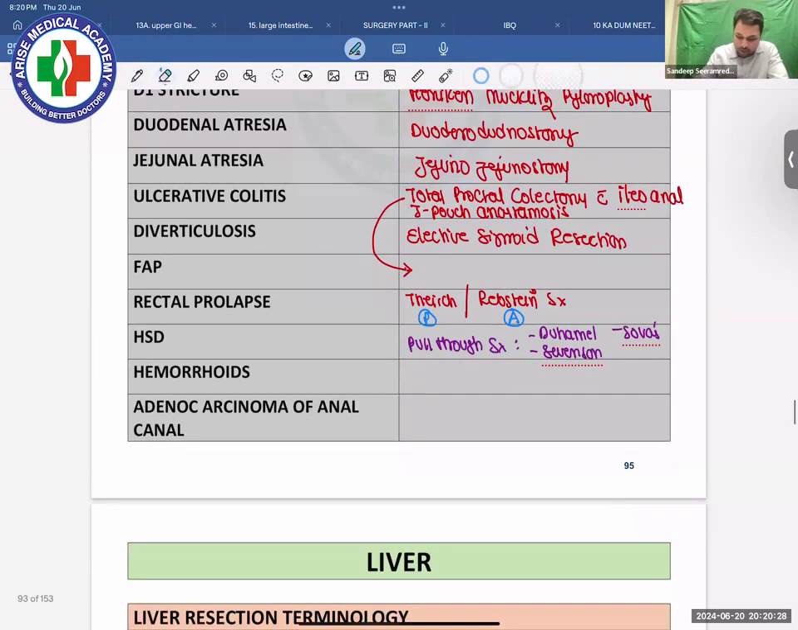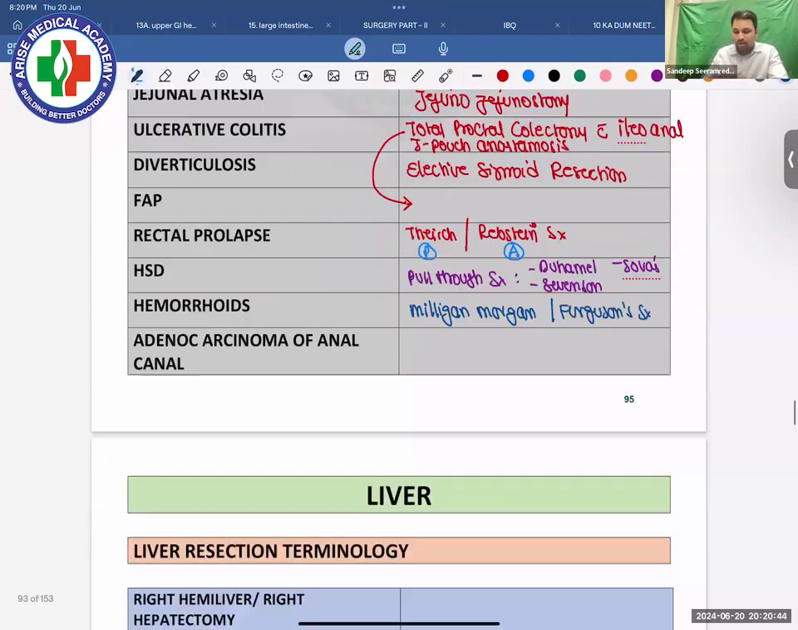For hemorrhoids, you have 2 surgeries that you have to remember. Number 1 is Milligan-Morgan. And Ferguson's surgery. For adenocarcinoma of the anal canal, you have to go ahead with APR, that is abdominoperineal resection. It is going to be your abdominoperineal resection.